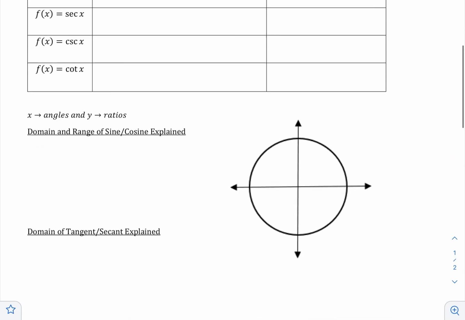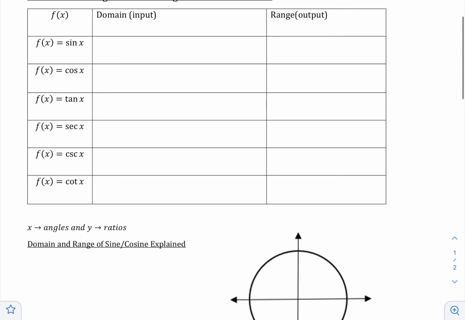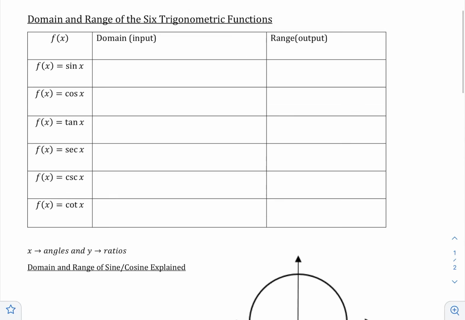What's important to remember is when you have your function f of x equal to one of your 6 trig functions, you want to think about your input and your output. So the domain is the input, and what you're inputting are angles. And what you're outputting are ratios. Really important, especially when in a few weeks we start inverses, because then it will switch. So we're inputting an angle, we're outputting a ratio.